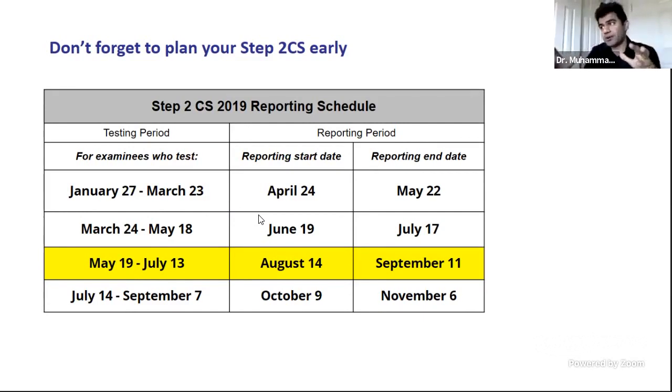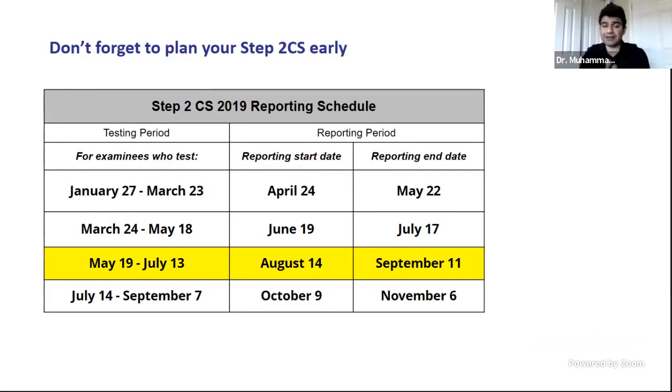Step 1 and Step 2 CK scores usually come back in 3 to 4 weeks, within a month. But be careful, if you're applying next year, you need to look at the timing of when you should take the CS, because the CS takes longer. In this example, look at the yellow highlighter. Somebody taking the exam on May 19th will have the CS score available by August 14th. Somebody taking the CS exam by July 13th will have the score available by September 11th. Now that's a good time, because you don't want to delay that.